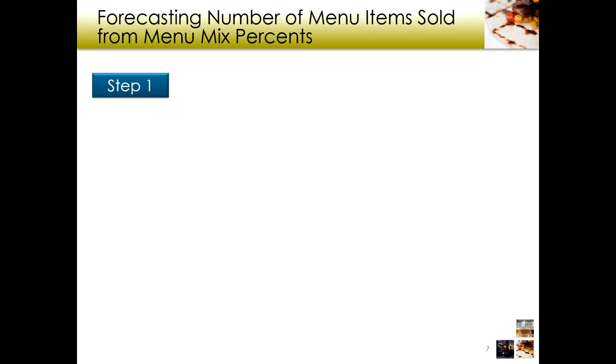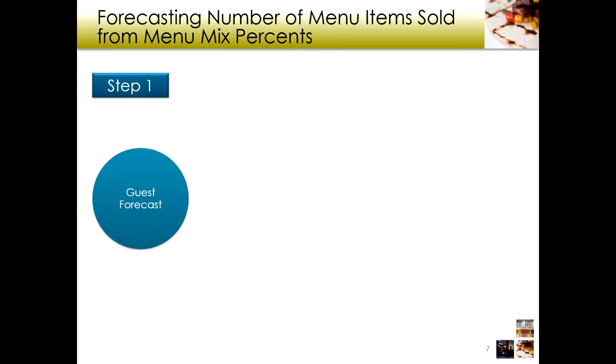So, what are our steps in forecasting the number of menu items sold? Well, the first thing we need to do is figure out how many guests are coming in. We're going to use that quantitative data first, the historical data, and apply rolling averages and trends to that. And then we're going to use our qualitative data and see, okay, what's the weather like? Do we have something special happening in the neighborhood? Is there something that's going to impede us? Do we have a new restaurant open next door, right?